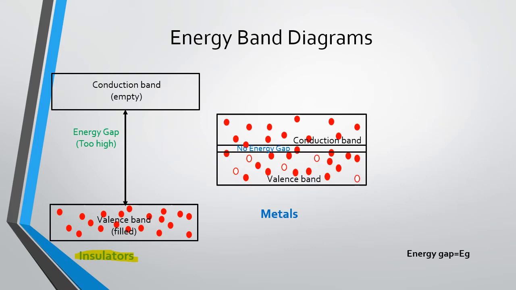Next are metals. Metals are very good conductors of electricity. That means when I say very good conductors of electricity, that means we do not give any external energy from outside to break the bond between the atoms, and therefore they are free flowing from valence band to conduction band. So if you can see, there is no energy gap between the valence band and the conduction band, and they can move freely from the valence band to the conduction band.